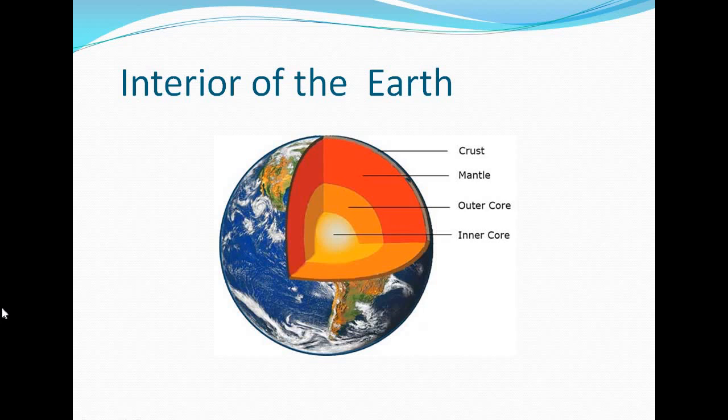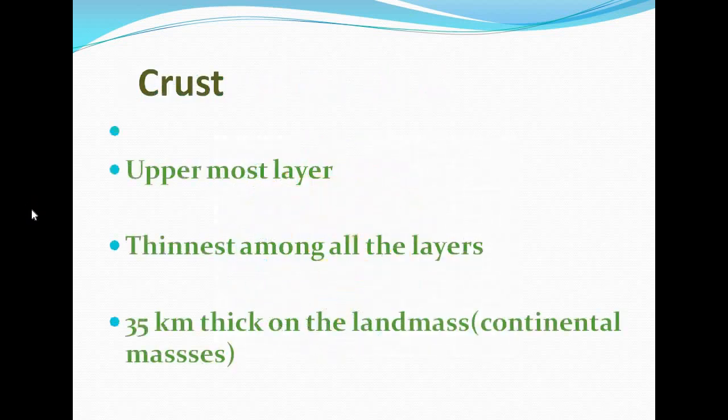First, look at the diagram. In the diagram, the layers of the earth are shown. First you see the crust, second is the mantle, and third is the core, and all these three layers are further divided into many other layers. So now we will study all these layers in detail.